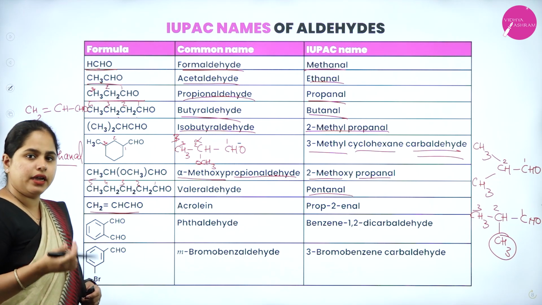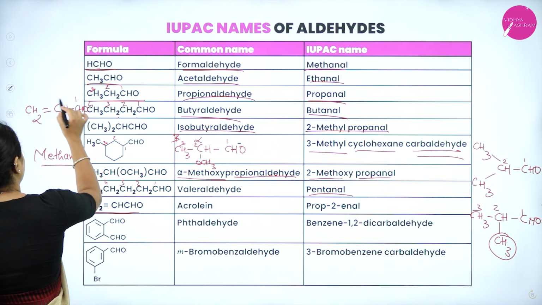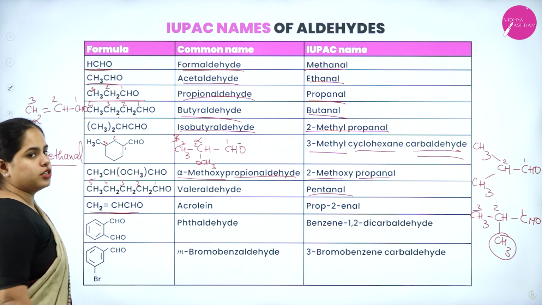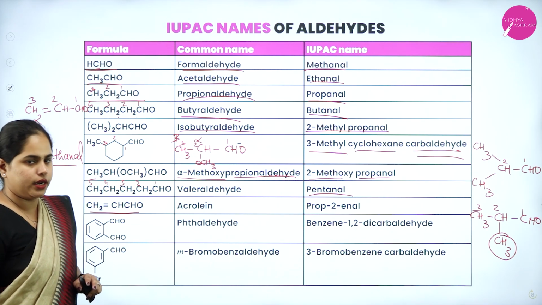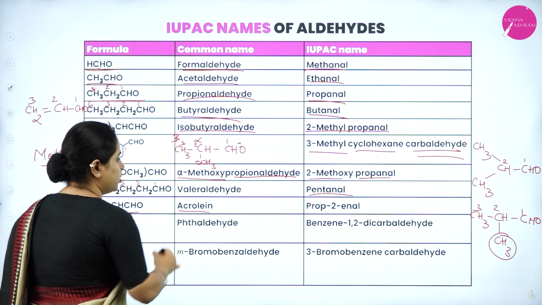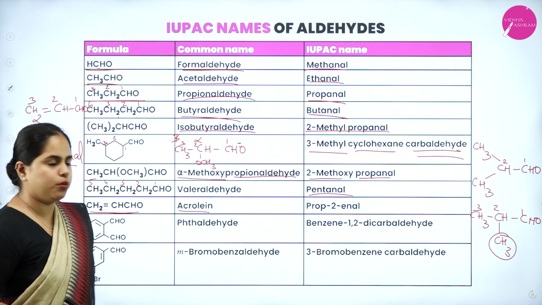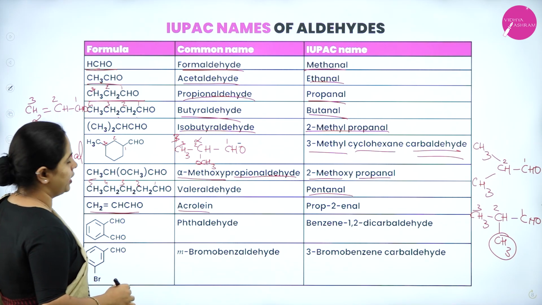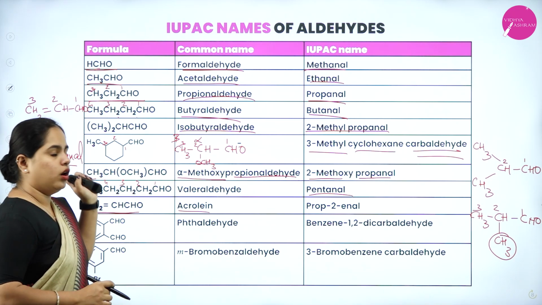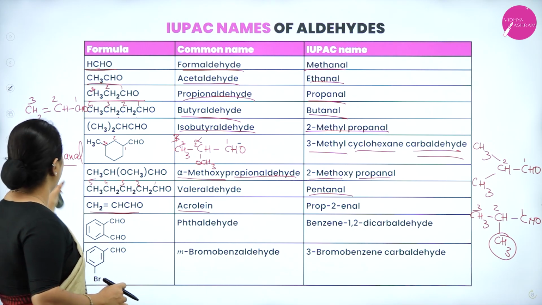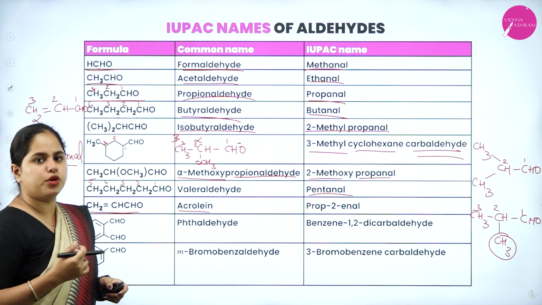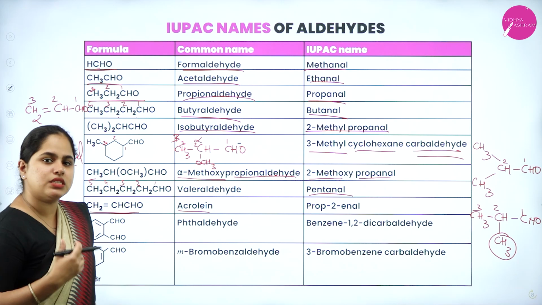So of course the aldehyde will have the higher priority, so you start numbering from this side. So on the second carbon atom you have the double bond. The common name is acrolein. And how do you name the IUPAC name? On the second carbon atom you have the double bond, and 3 carbon atoms means it is going to be prop. Okay, so how do you start naming this?